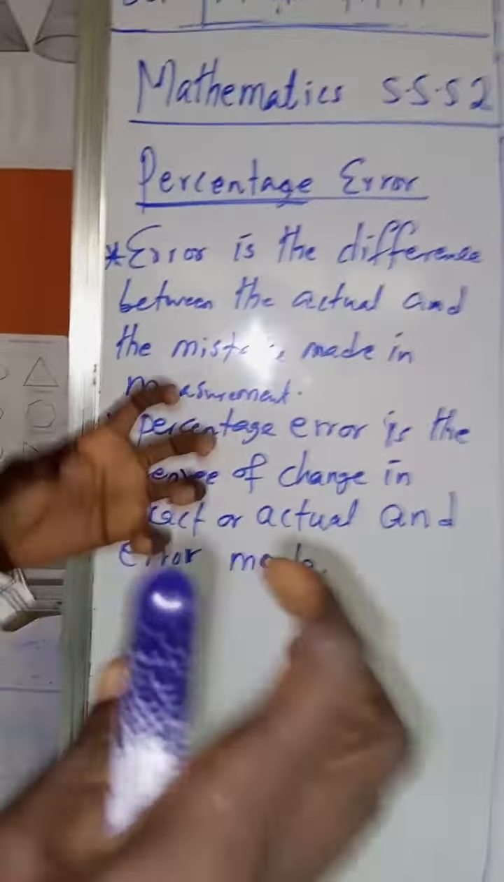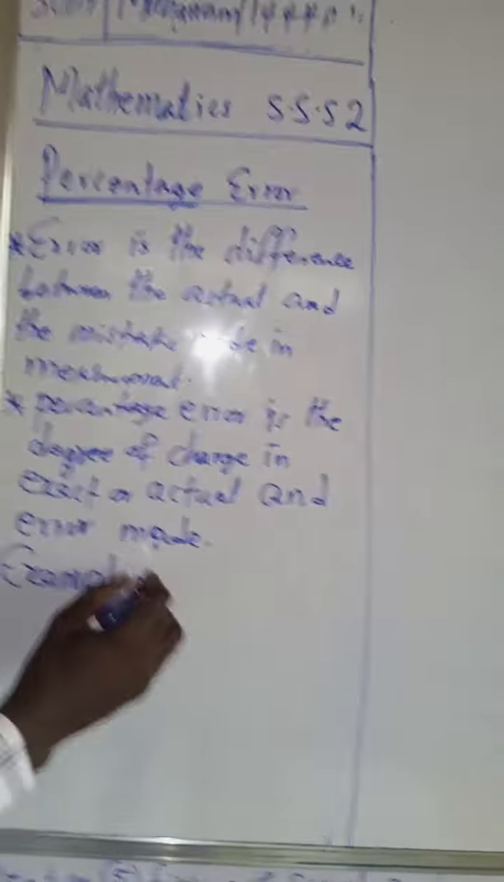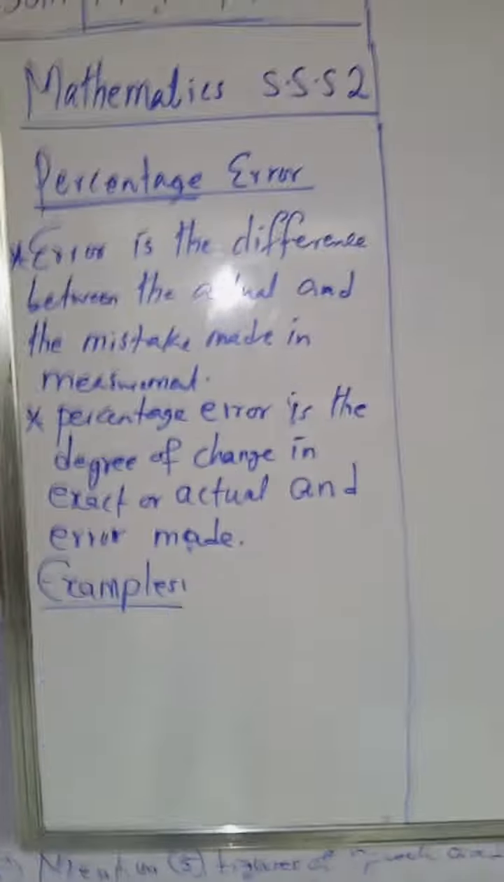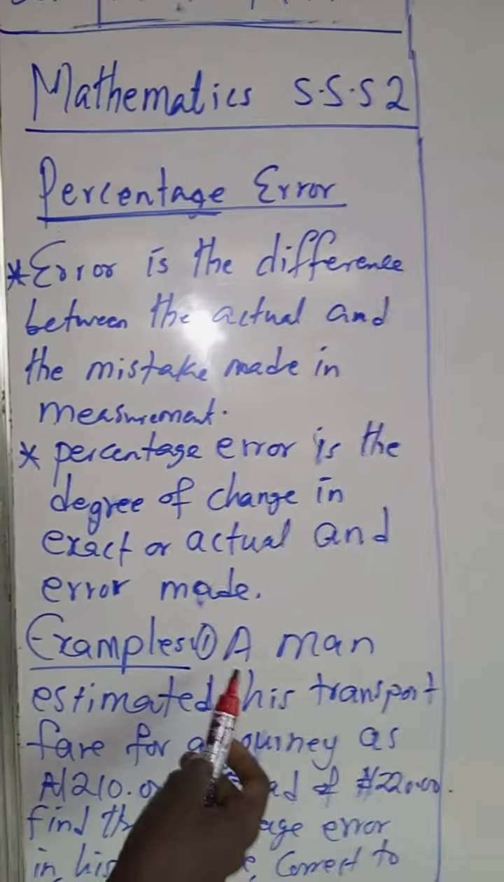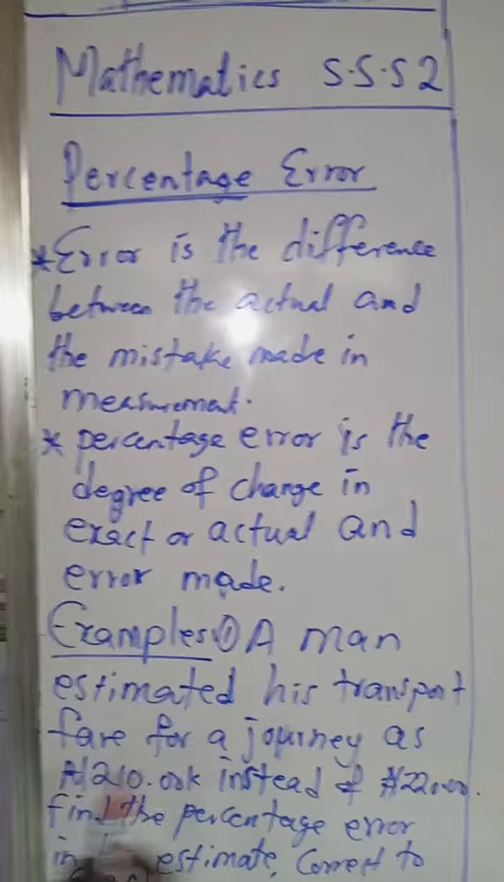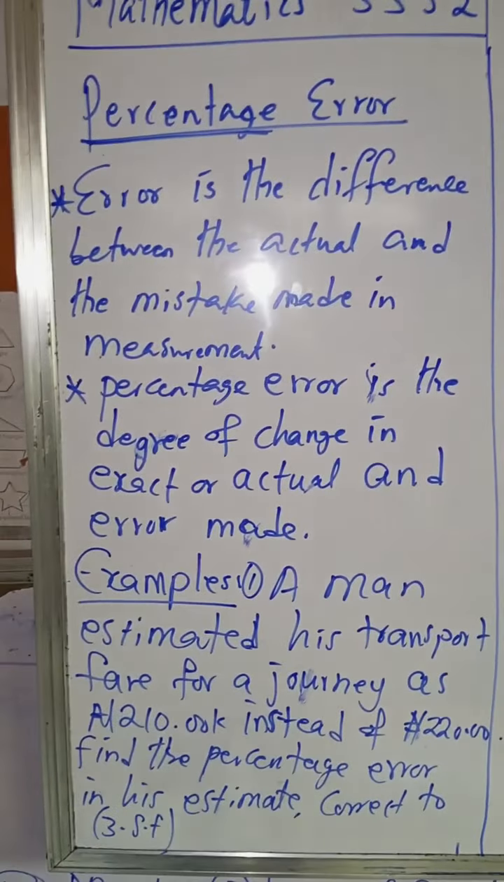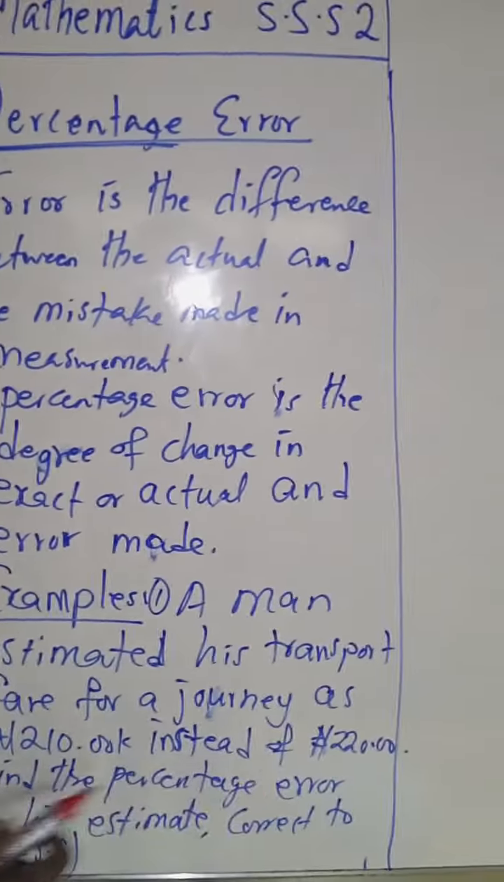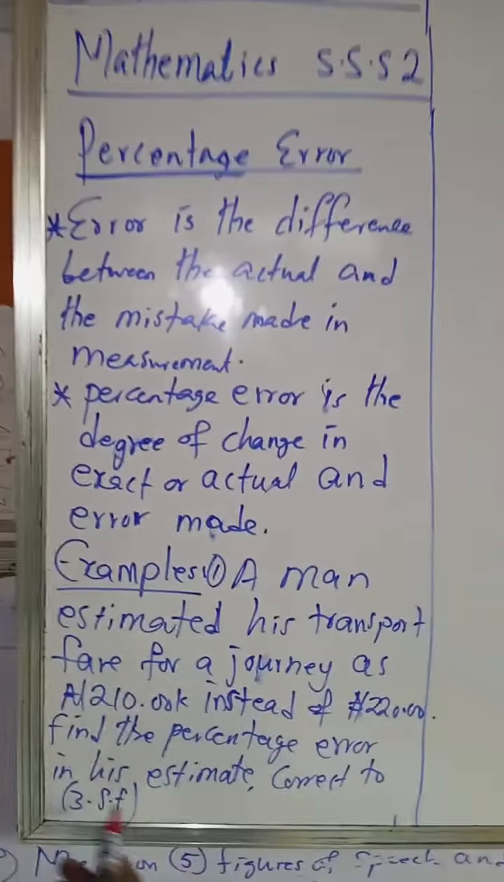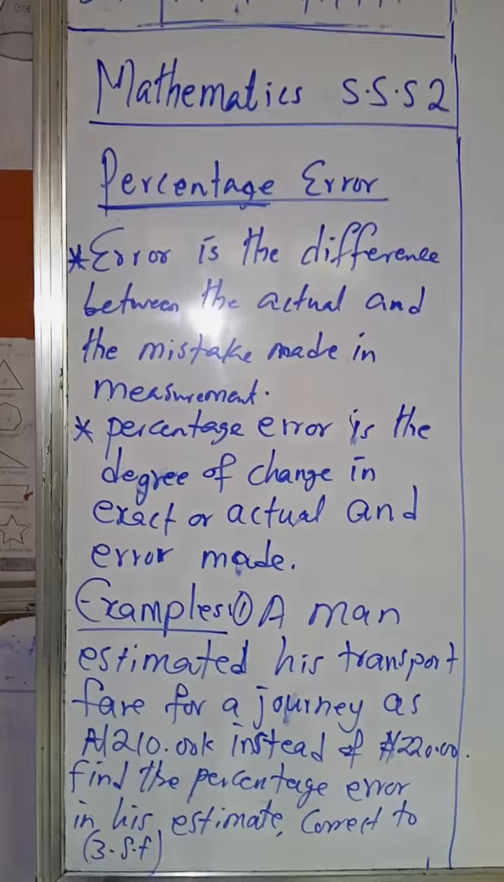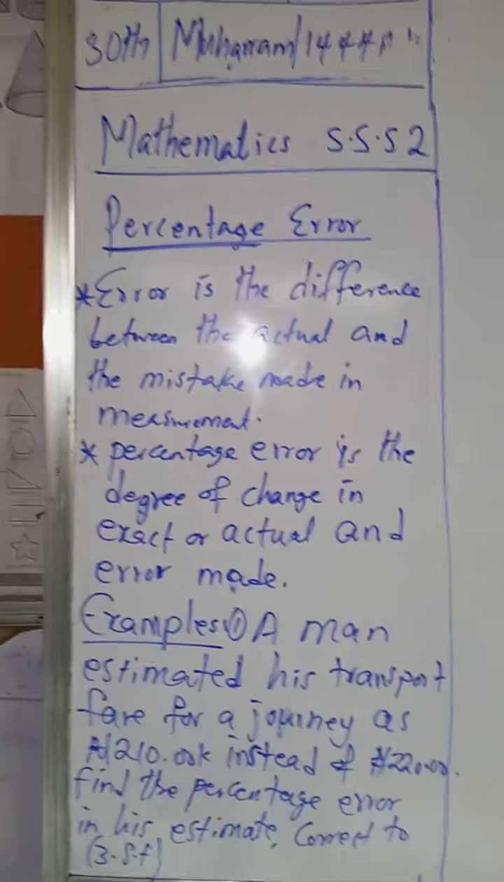Now let's go to this example. I have chosen this example because of its relationship with our previous subtopic. A man estimated his transport fare for a journey as 210 instead of 220. Find the percentage error in his estimates correct to three significant figures. And that's where they use that approximation. Now let's move to the solution.